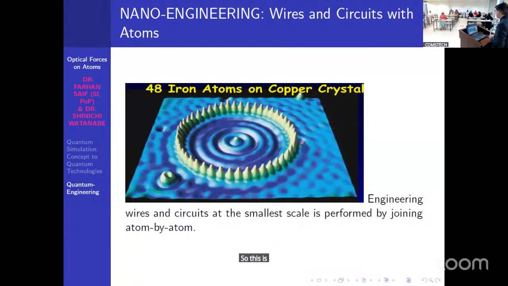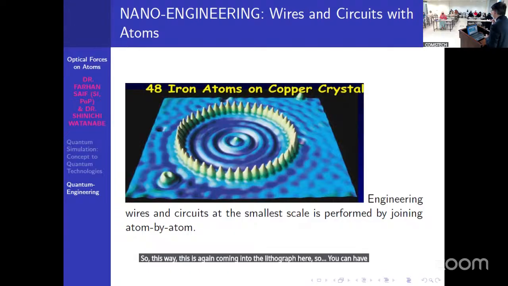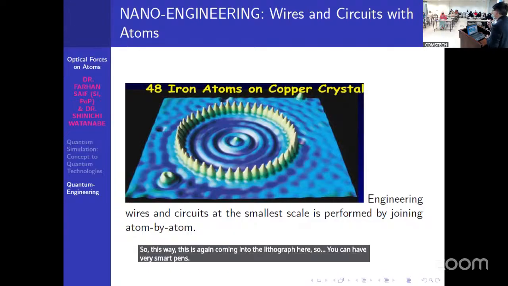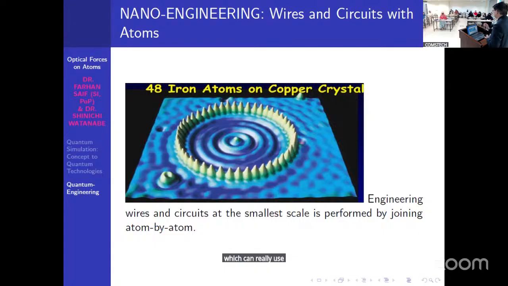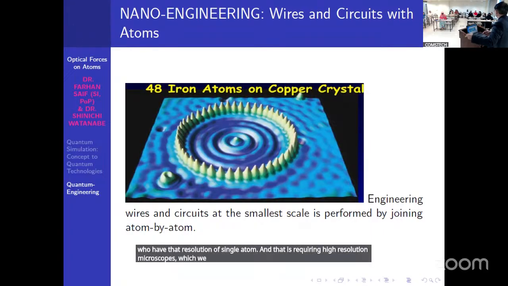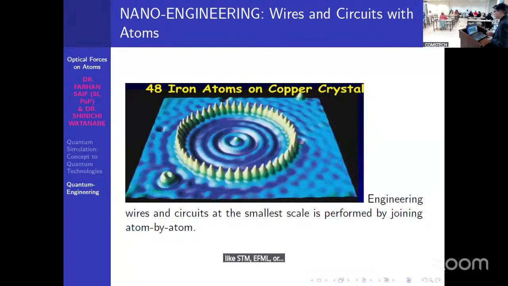So this is something which is only using atoms. This way, it is again coming into lithography as well. You can have very smart pens which can really use atom by atom and write whatever you want to write. And for sure, only those people can read that writing who have the resolution of a single atom. That requires a high resolution microscope, which we are discussing right here, like STM, AFM, or RTM.